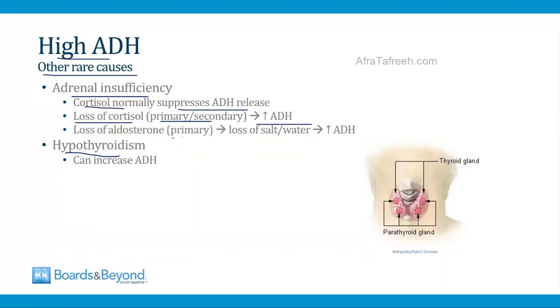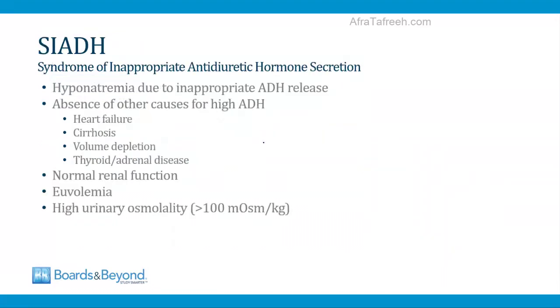In addition, patients who have primary adrenal insufficiency will also lose aldosterone secretion from the adrenal gland. This will cause them to lose salt and water and become volume depleted, and that also raises ADH levels. And then finally, through poorly understood mechanisms, hypothyroidism is well described as increasing levels of ADH, and therefore many patients with hypothyroidism develop hyponatremia.